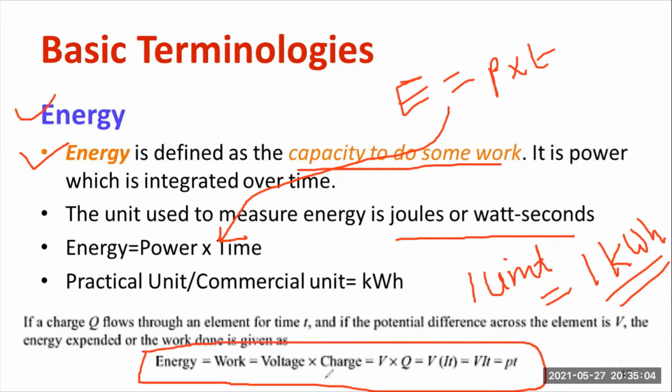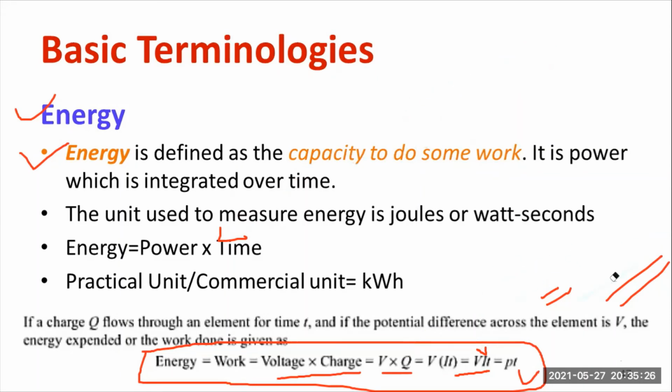Or else you can write voltage into charge, VQ. Or else you can write V into I into T, according to the equation for current, where current is equal to Q by T. Or else you can write P into T. VI means P, so that means power into time is equal to energy. So this equation can be remembered. Definitely it will be helpful for solving numerical examples.